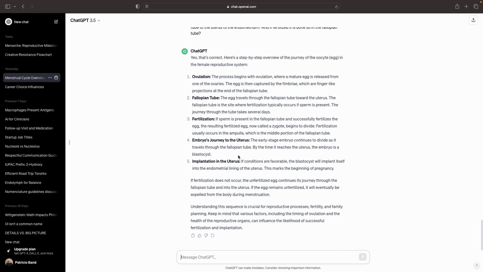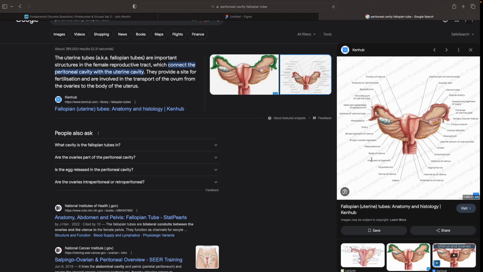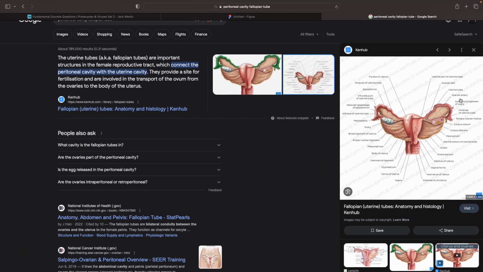If conditions are favorable, the blastocyst will implant itself in the endometrial lining of the uterus. This marks the beginning of pregnancy, and we know that the endometrial lining is here.